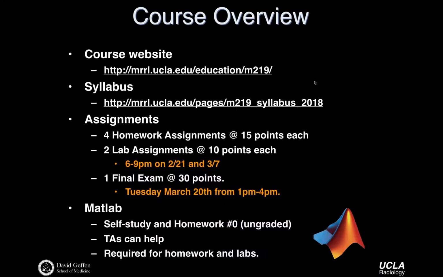Just how the course runs, there's going to be four homework assignments, 15 points, and there's two labs. The labs right now are already scheduled for the nights of 2:21 and 3:07, so we're a little bit deeper into the quarter. The labs will run from 6 to 9 p.m., but it's two blocks. We'll have a group go from 6 to about 7:30, and another group from about 7:30 to 9.